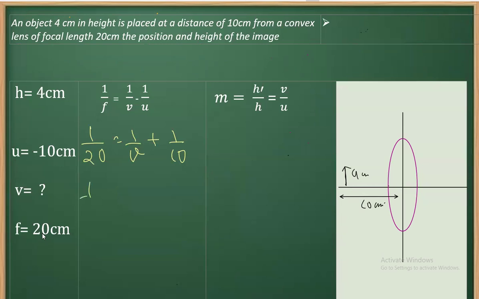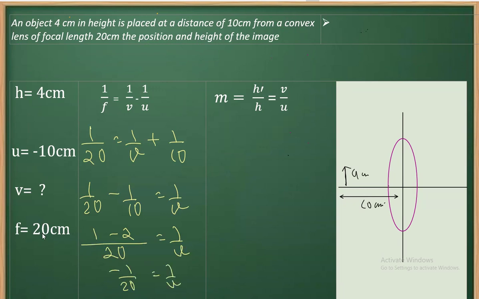Now in the next step, I'll just transpose 1 over 10 to the left-hand side. While doing so, we are going to take LCM as 20. This is 1 times and 2 times, so it's 1 over v. So this is minus 1 over 20 is equal to 1 over v. That implies we got v here as minus 20 cm. So the image distance is calculated.